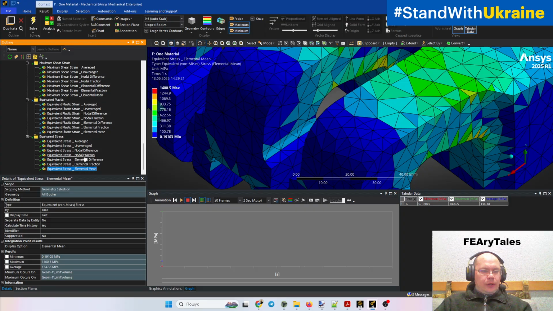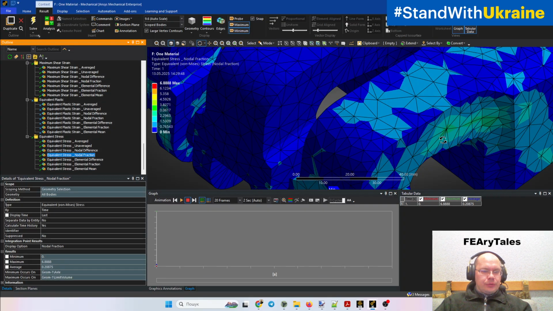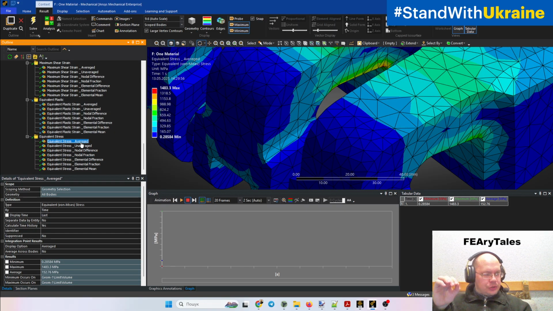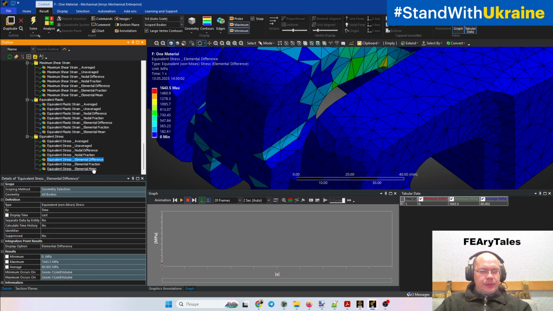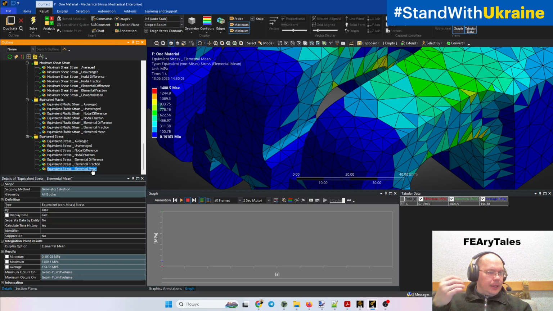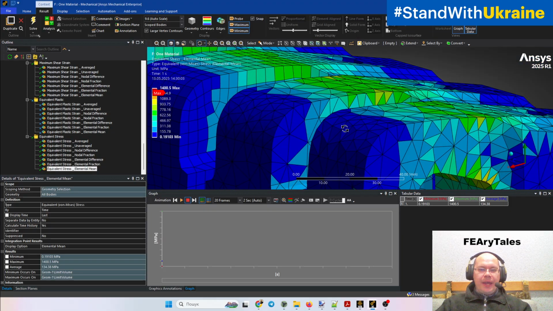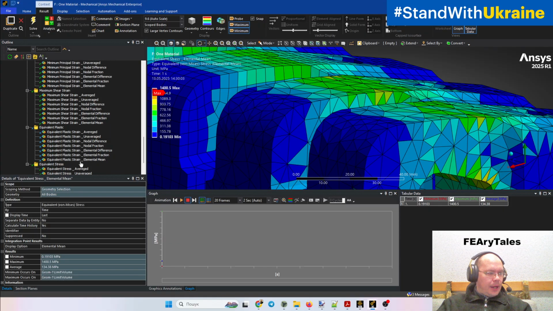So for nodal fraction we use the nodal difference divided by average stress. For element fraction we have element difference divided by element mean in general. So that's the physical and mathematical sense of those types of result, no matter what they are presenting here.